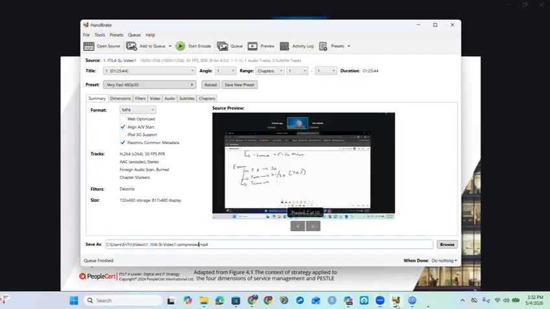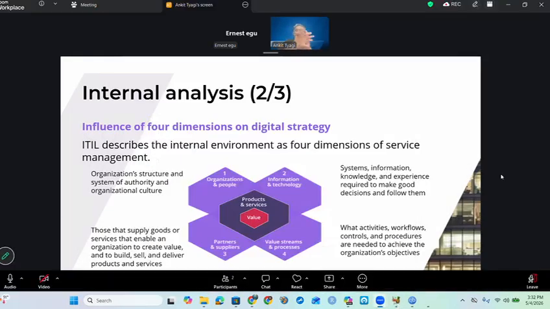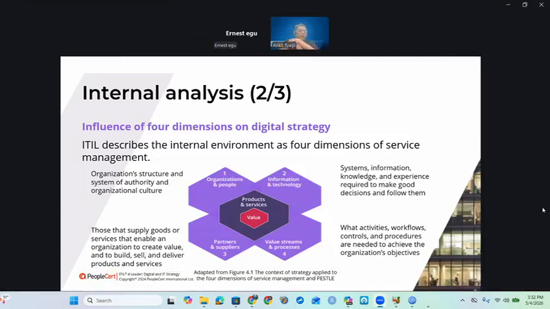For information and technology: systems, information, knowledge, and experience required to make good decisions and follow them. Of course, what kind of systems, information, knowledge, and experience is required to take good decisions?